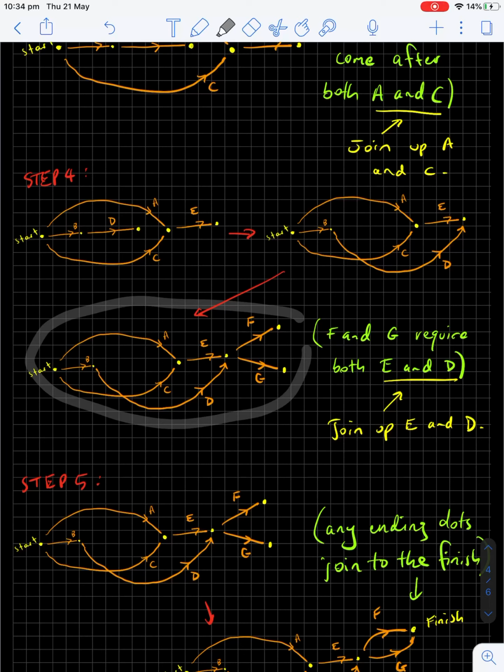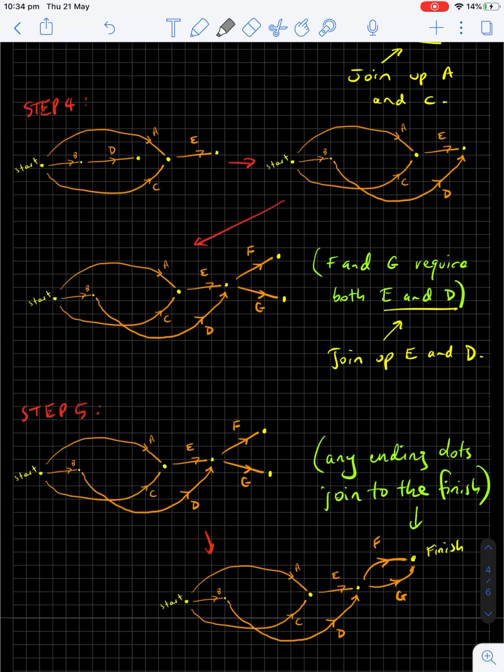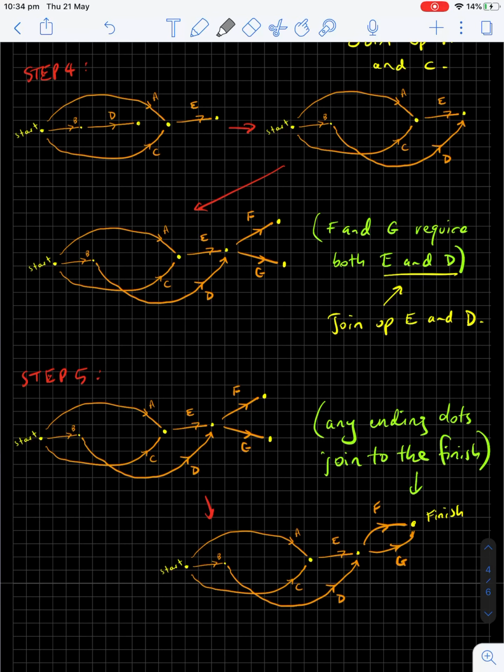You'll notice now we've got all the letters in. The last thing to do is to look at your end dots and join these dots together to make the finish. So we just link these two dots together and we call that the finish. These are just going to curl around as they do here to your finish dot. And that is your network.